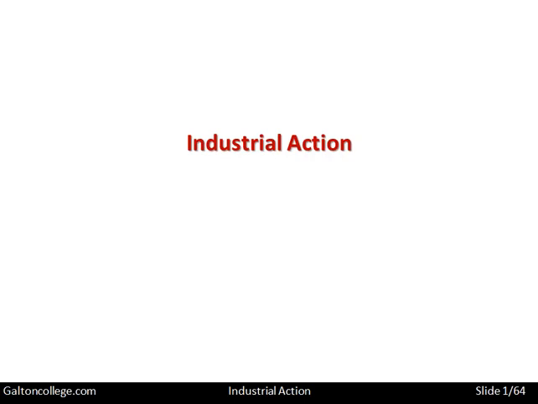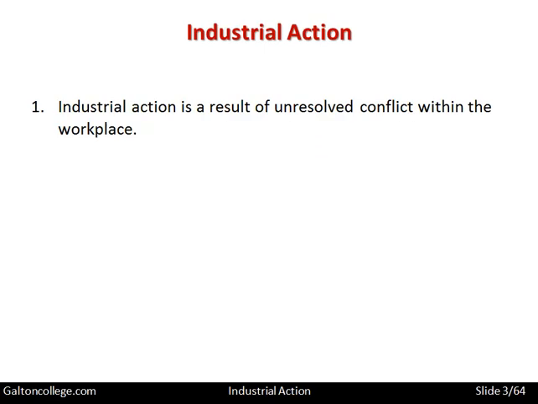This video will be concerned with industrial action. Industrial action is a result of unresolved conflict within the workplace. It's a situation where there is a grievance or an issue, and the issue is causing bad will between management and workers, and this could lead to industrial action. And as we'll see later in these slides, industrial action may take different forms.